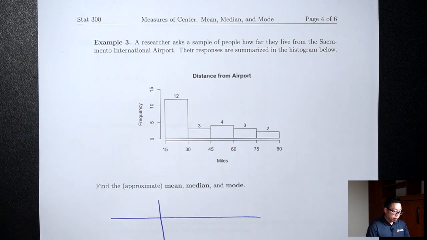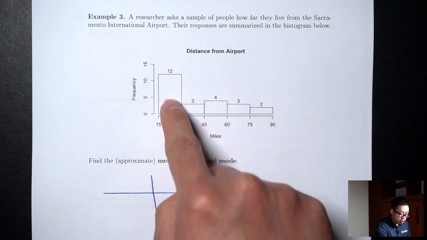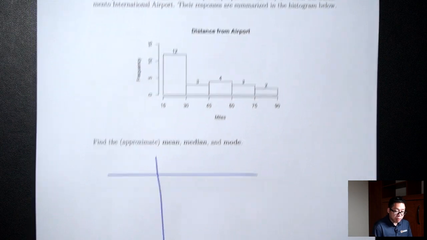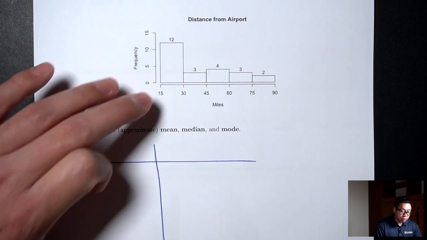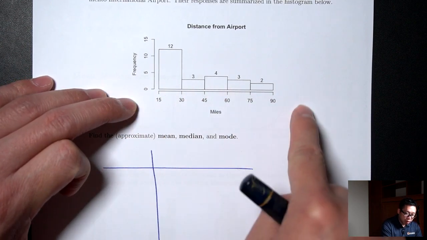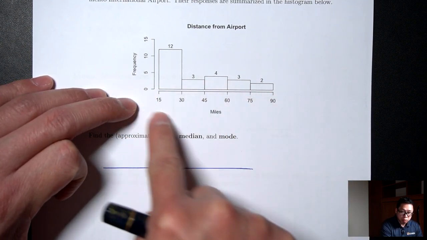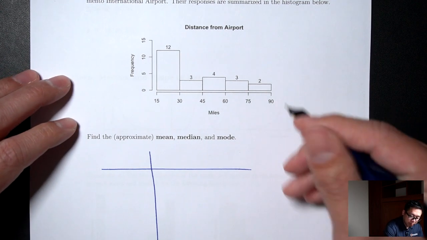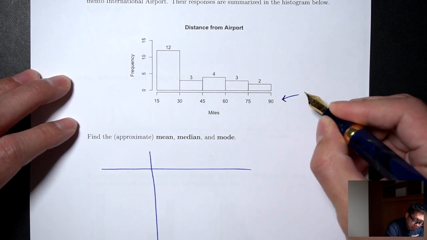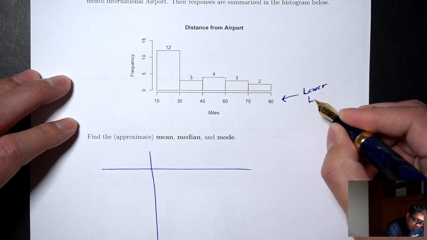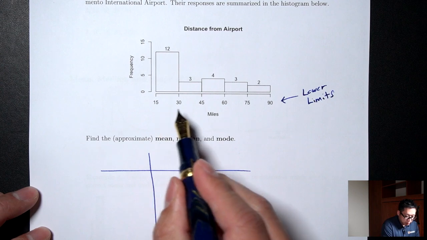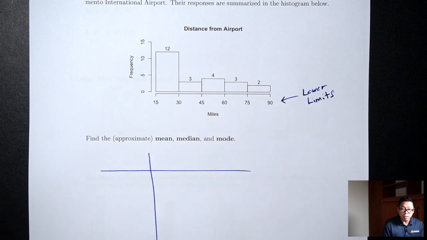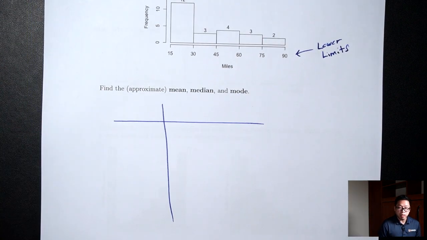Now notice that in this histogram, this is the situation with the group data because each bar is over a range, which means my table should have ranges. And also remember that on a histogram, when you have group data, the numbers on the bottom are the lower limits. Which means these numbers, 15, 30, 45, 60, 75, and 90, should be the lower number in each range.